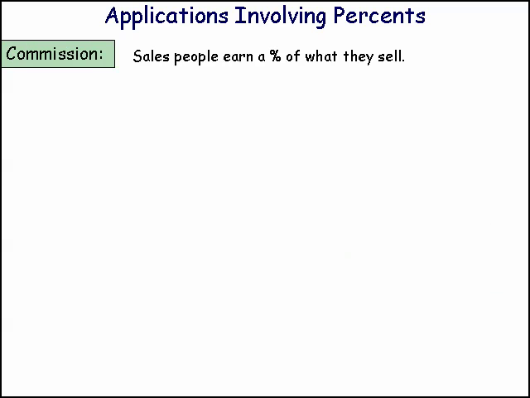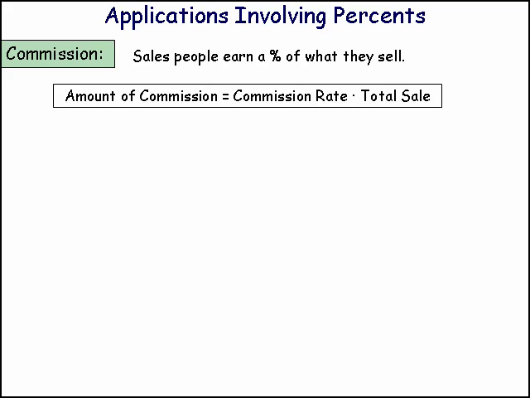Next topic is commissions. Several people work based on commissions. A lot of people in your department stores work based on how much product they sell. A car salesman works based on how much product he sells. So salespeople earn a percent of what they sell.